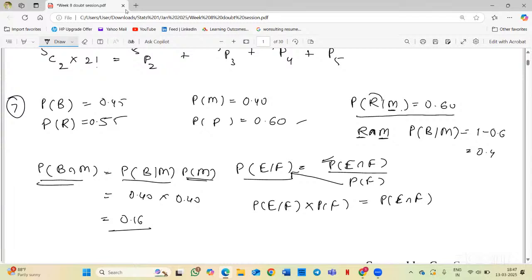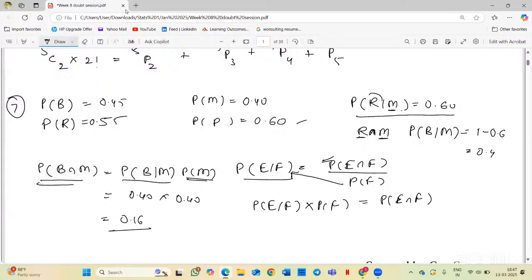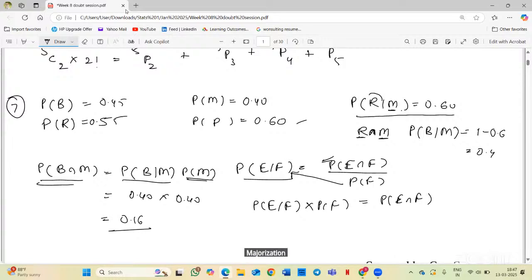Have you done the activity questions from week 8? Everyone? Yes, ma'am. The last activity, 8.7, I guess. Yes, ma'am, I have done it. Somebody was having a doubt how to solve it, right? In the previous session, I don't know the name, but he was having issues with that. The major issue is how to define on what condition, what events are going on.